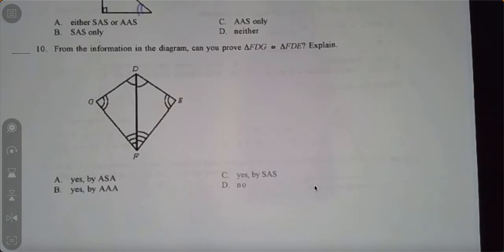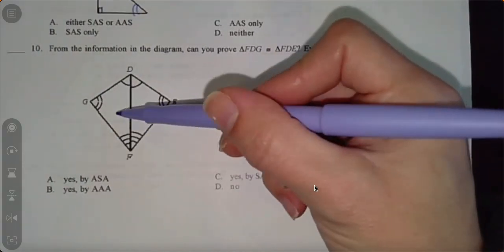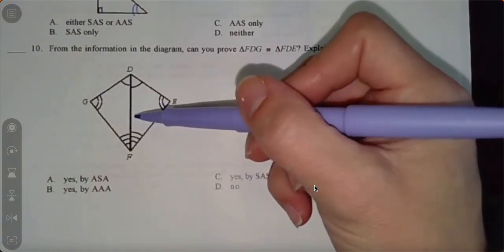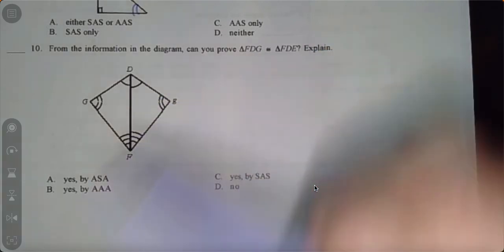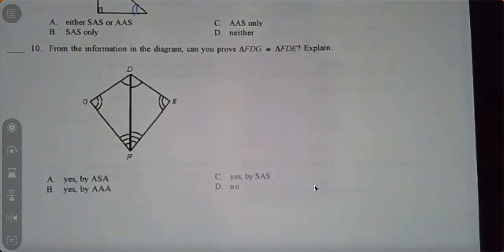From the information, can you prove that these triangles are equal? Angle does not exist for us yet. We don't know anything about angle. Now, we could make our little mark right here, correct? So that would be angle, side, angle. Did everybody get A? Yeah?